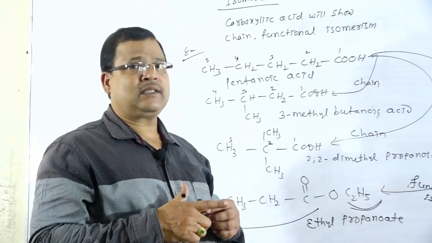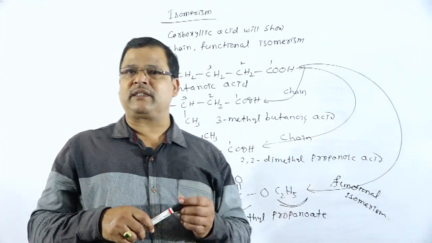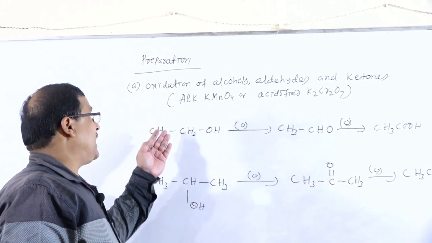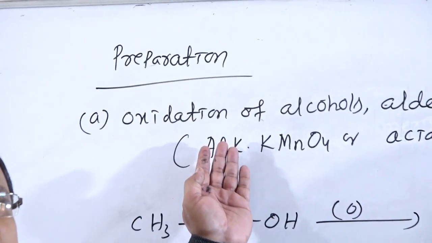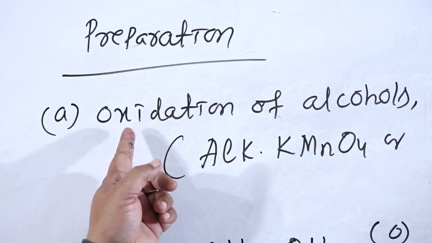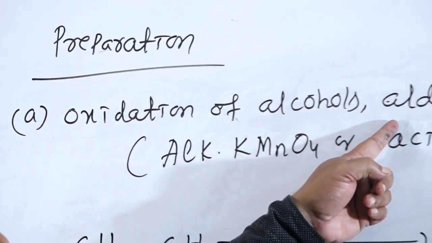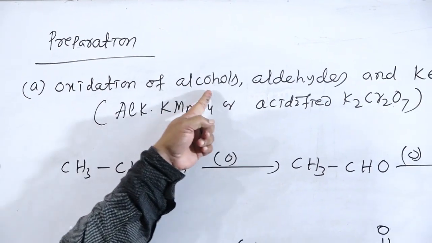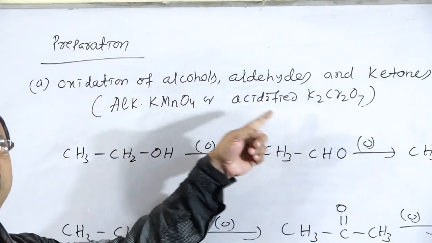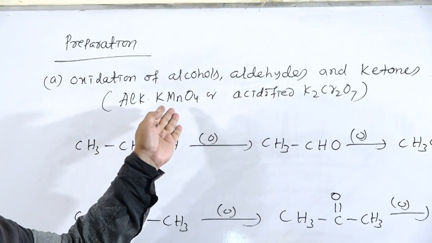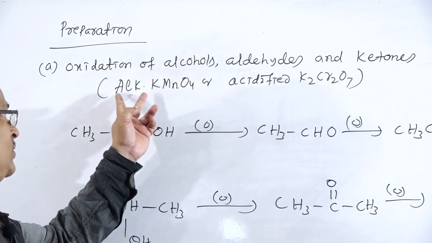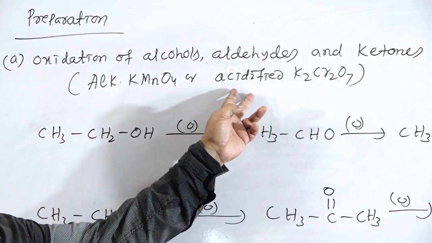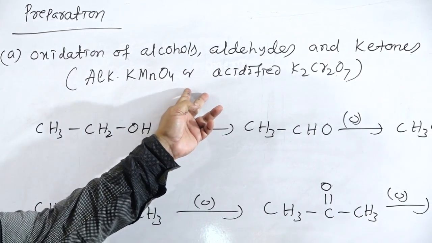Next, we will see the methods of preparation of these carboxylic acids. First, preparation from aldehydes, ketones and alcohols, that is oxidation of alcohols, aldehydes and ketones, regarding methods of preparation of monocarboxylic acid. Alkaline KMnO4 or acidified potassium dichromate will act as the oxidizing agent.